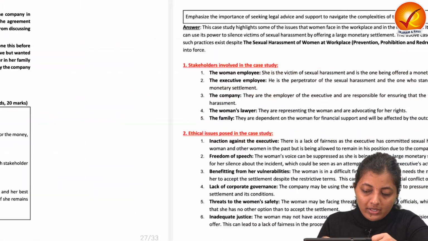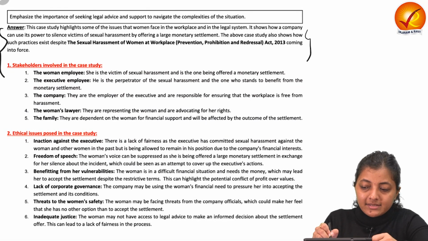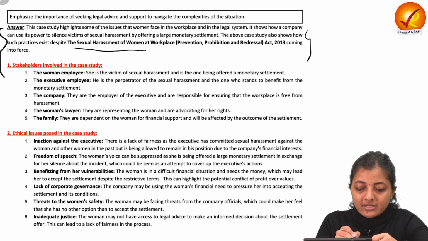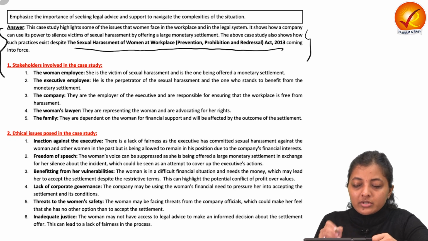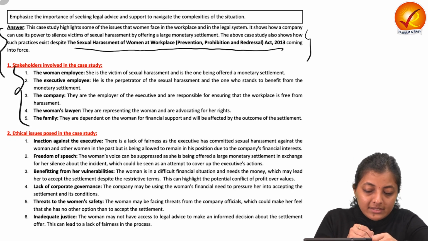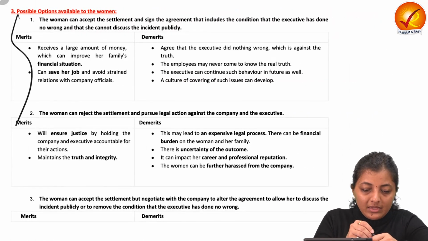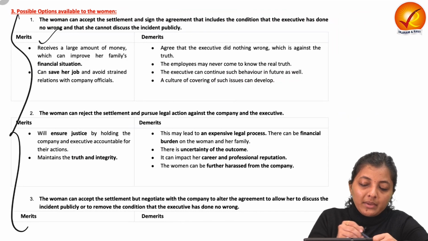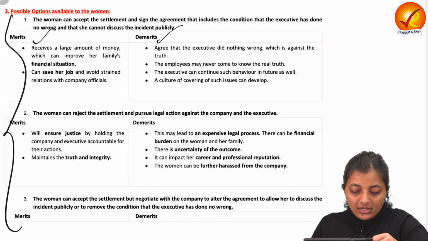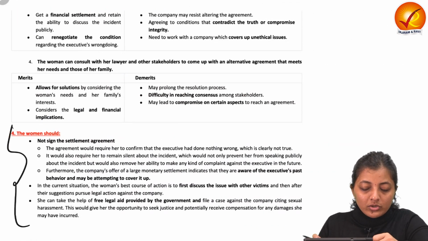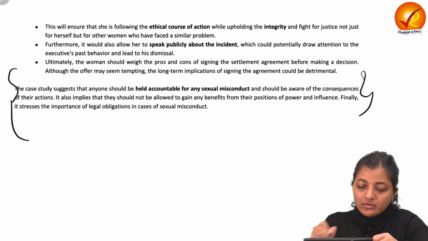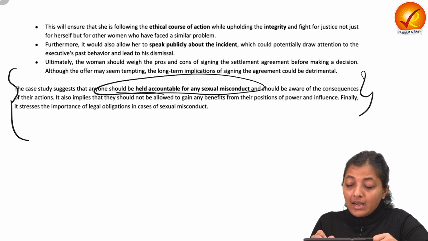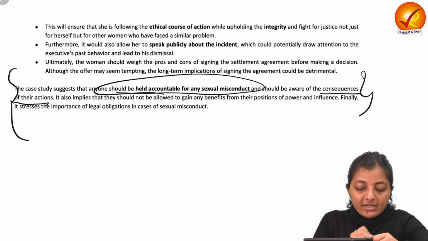So let's see the model answer. The case study highlights, and you can write about the POSH Act, the Sexual Harassment of Women at Workplace (Prevention, Prohibition and Redressal) Act 2013, stakeholders, ethical issues, then the possible options available to the woman and the merits and demerits associated with each option. Then finally, what the woman should do, and the conclusion that anyone should be held accountable for any sexual misconduct and should be aware of the consequences of their actions.